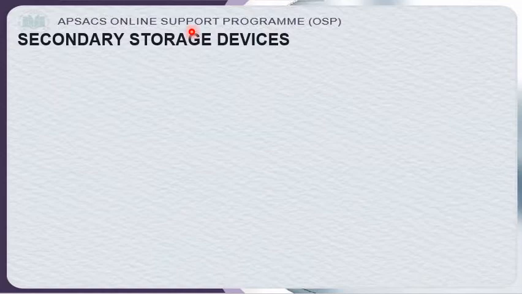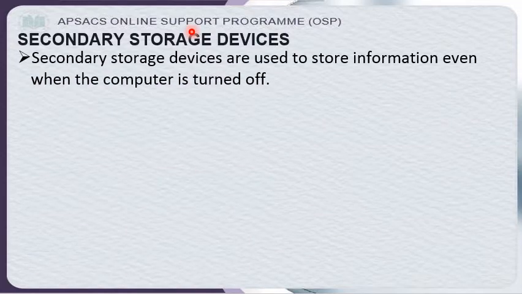Secondary storage devices. Secondary storage devices are used to store information even when the computer is turned off. Whenever data is stored in a secondary storage device, when you turn off your computer, the data will remain there in the secondary storage device.